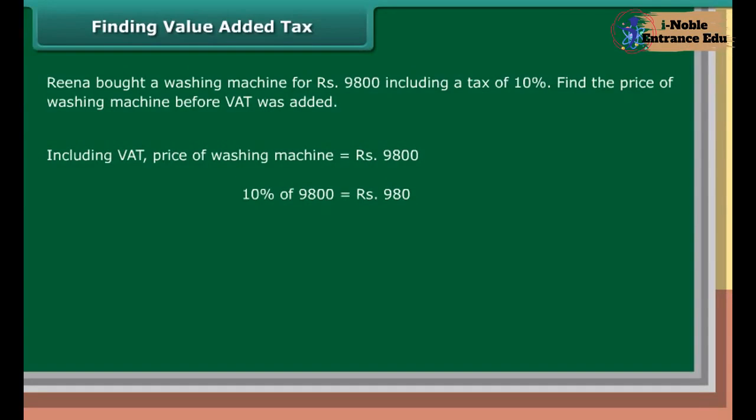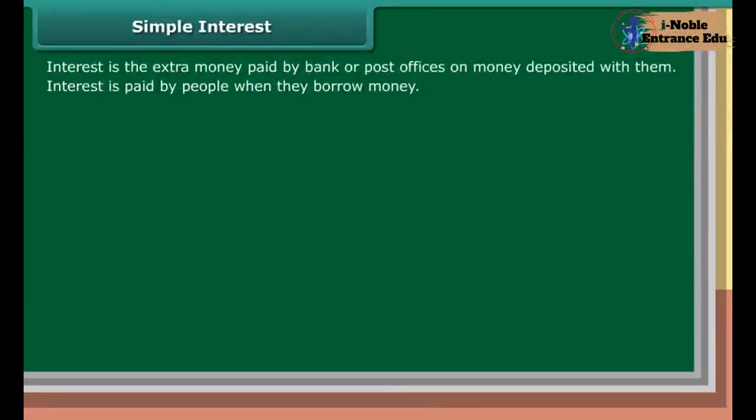Bill amount is equal to cost of item plus sales tax is equal to rupees 1450 plus rupees 116 is equal to rupees 1566.